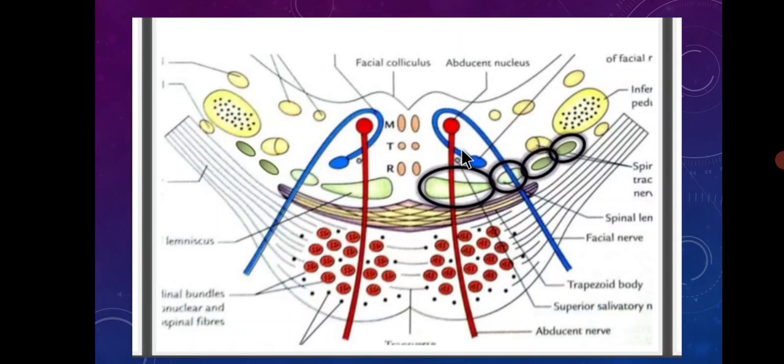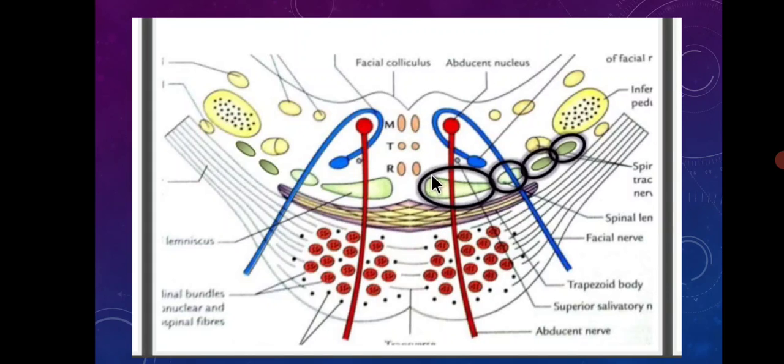Now we'll see the white matter of the pons. In the white matter of the pons, this is the trapezoid body. It has a trapezium shape. How does it form? It forms from the transversely running fibers of the cochlear nucleus. So the cochlear nucleus forms the trapezoid body.